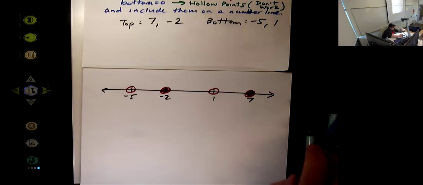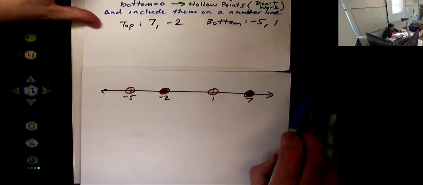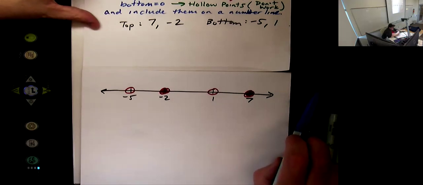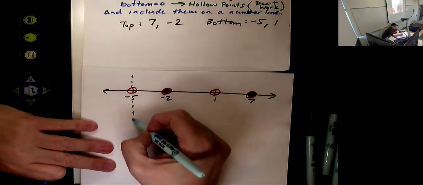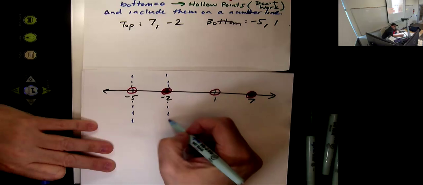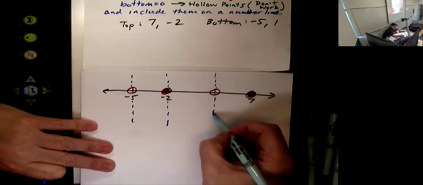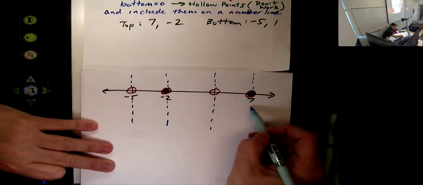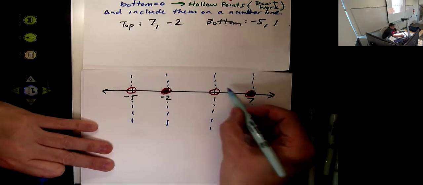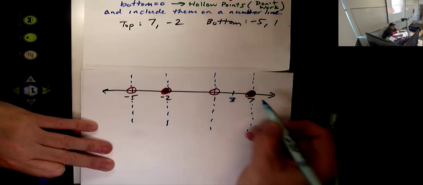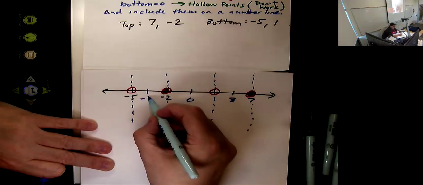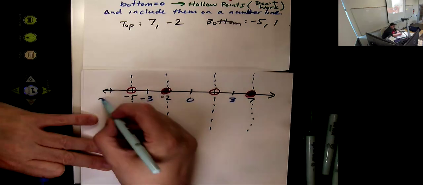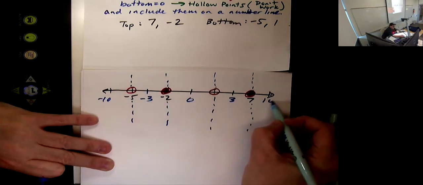Okay, so assuming we picked these numbers correctly, and I agree that we did, this breaks this up into a bunch of regions. And in each region, picking a random number from the region, maybe 3 there, 0 here, -3 here, -10 here, and we'll go with +10 over here.